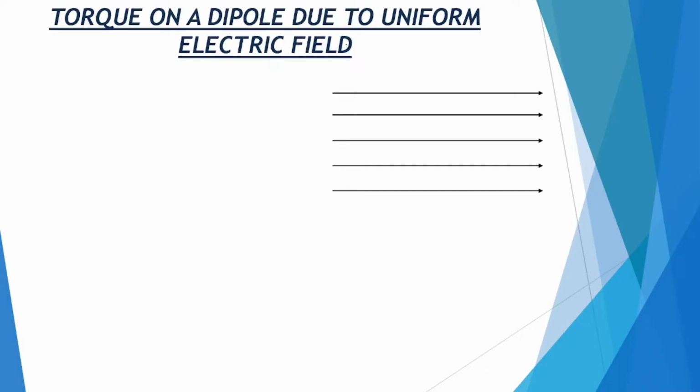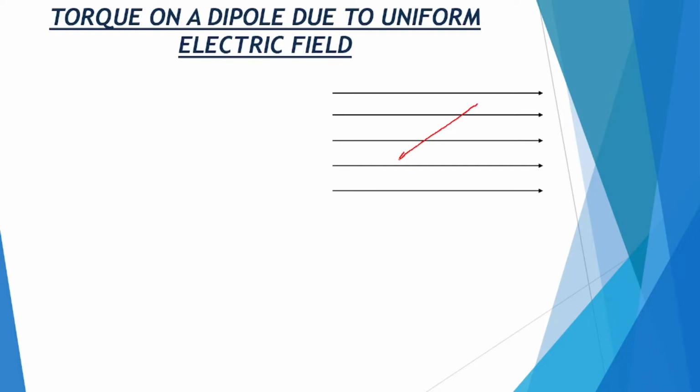Torque on a dipole due to uniform electric field. So you know already what is a uniform electric field, right? So here I have provided a uniform electric field in which at every point the electric field will be equal. So let's consider a dipole in this electric field. So this is our dipole.